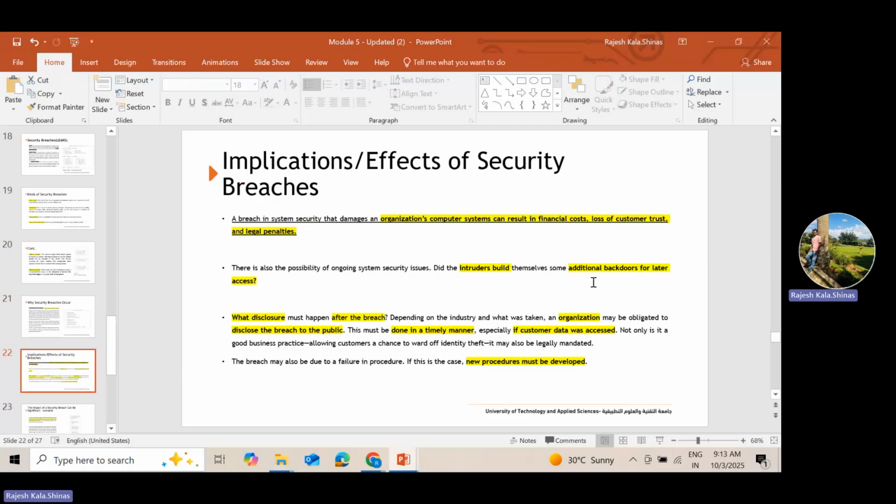Then you should make sure that additional backdoors are not available. Because when someone hacks into your computer, you must make sure that they do not keep any backdoor so that they can again come and hack the machine. That should be avoided.